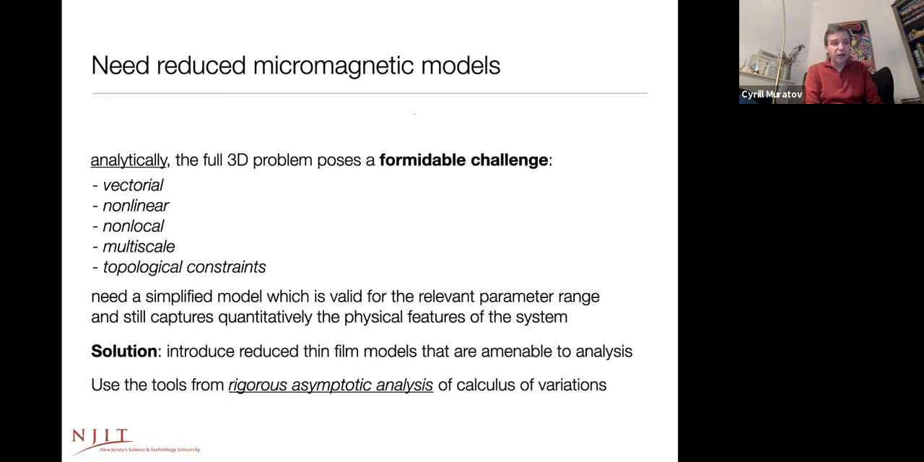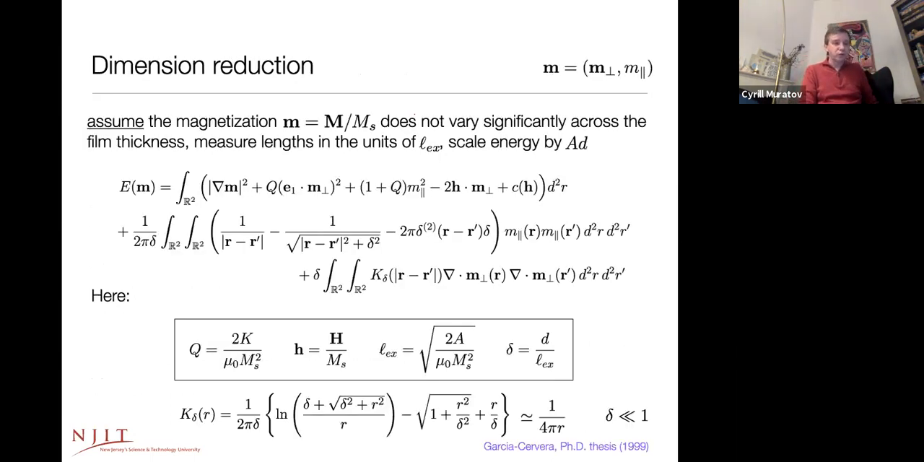In order to make sense of these kinds of problems, one really needs to find a compromise: a class of models that retains the essential features of the physics of the problem, but at the same time captures the properties of the phenomena in question. The solution to that is obtained by using rigorous asymptotic analysis methods of calculus of variations, which I'm going to introduce to you briefly. As a first step, we are going to undertake a dimension reduction, where we go from a 3-dimensional problem to a 2-dimensional problem, where the magnetization is just a function of 2 spatial variables.